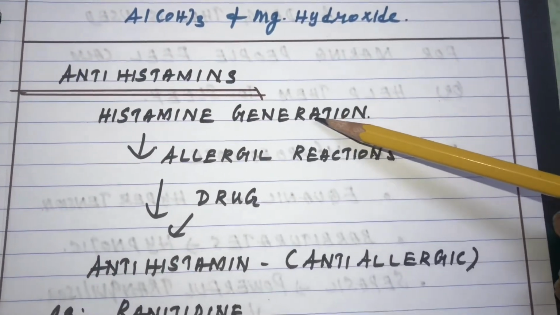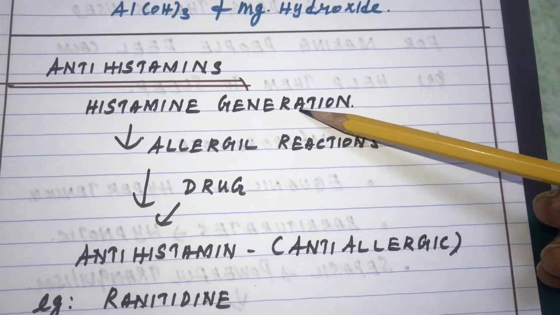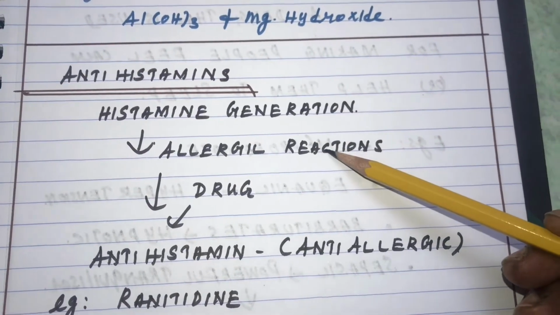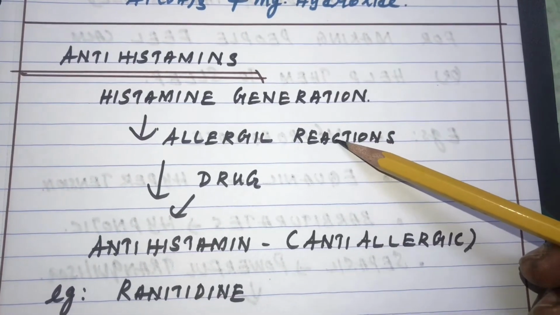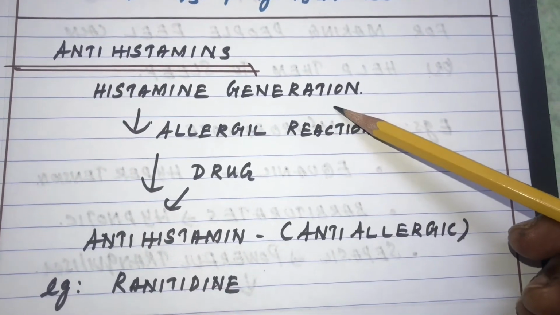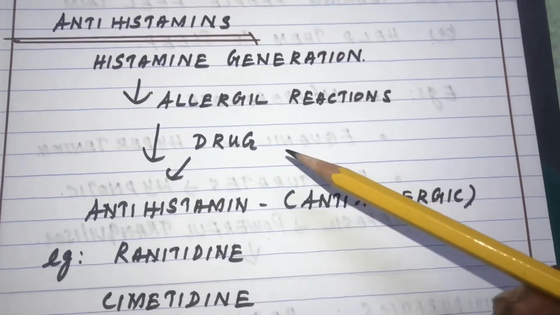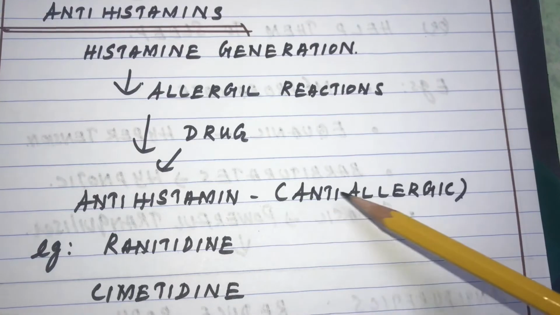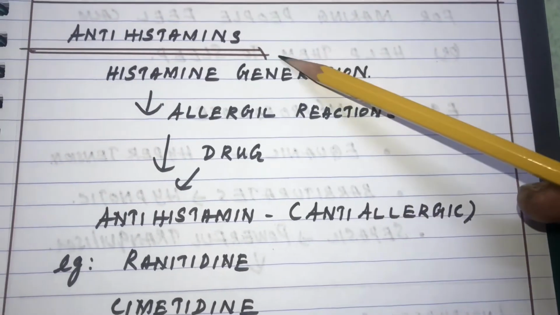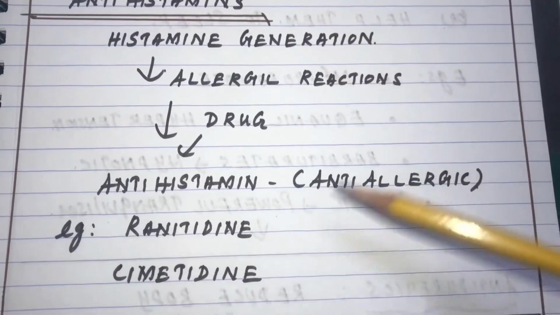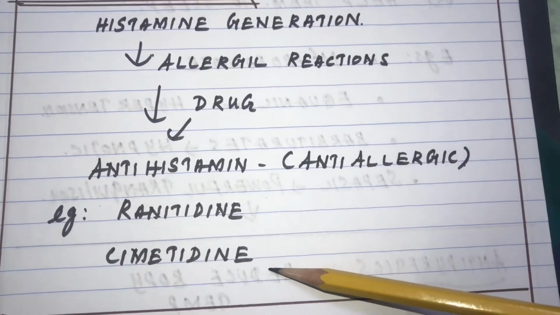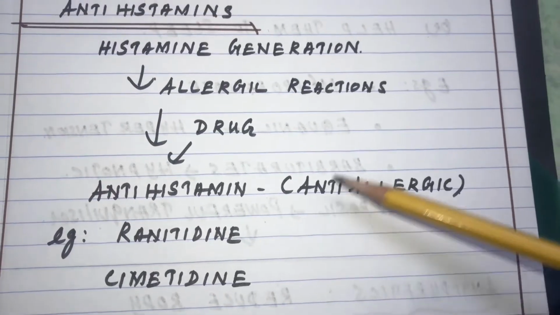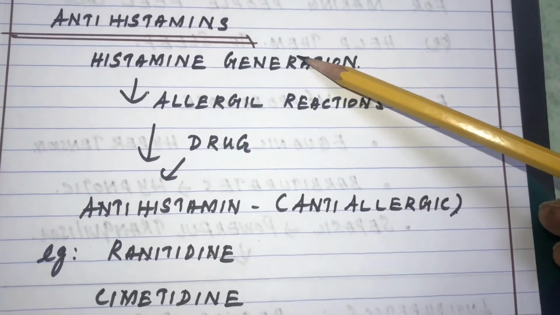Next one is antihistamines, anti-allergic substances. Allergic reactions in our body are due to histamine generation in our body. The drugs which are used to control that histamine, antihistamine, anti-allergic, are called antihistamines. Ranitidine, cimetidine that are used for acidity can act as antihistamines.